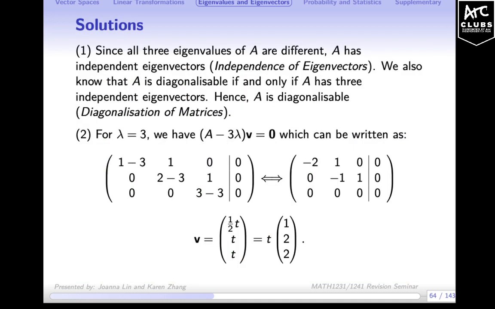Okay, so make sure you remember your theorems. We're going to use theorem 2 and 3. Since all 3 eigenvalues are different, the eigenvectors are independent, right? So this is using theorem 2. And we also know that A is diagonalizable if and only if A has 3 independent eigenvectors, and this is just by theorem 3. So it's always a good idea to remember these theorems so you can state them in your exam.